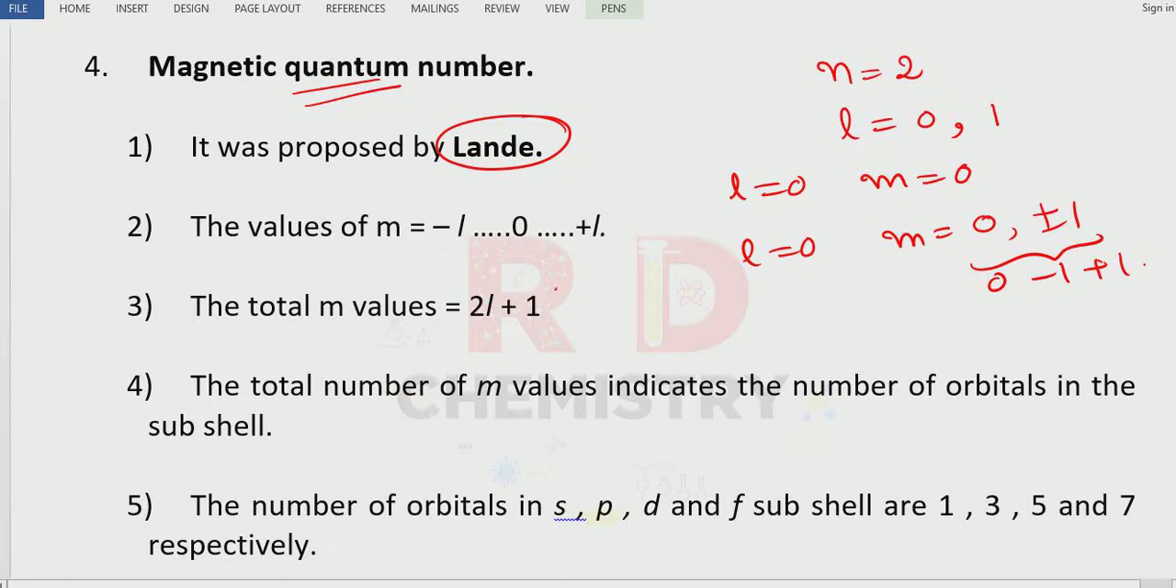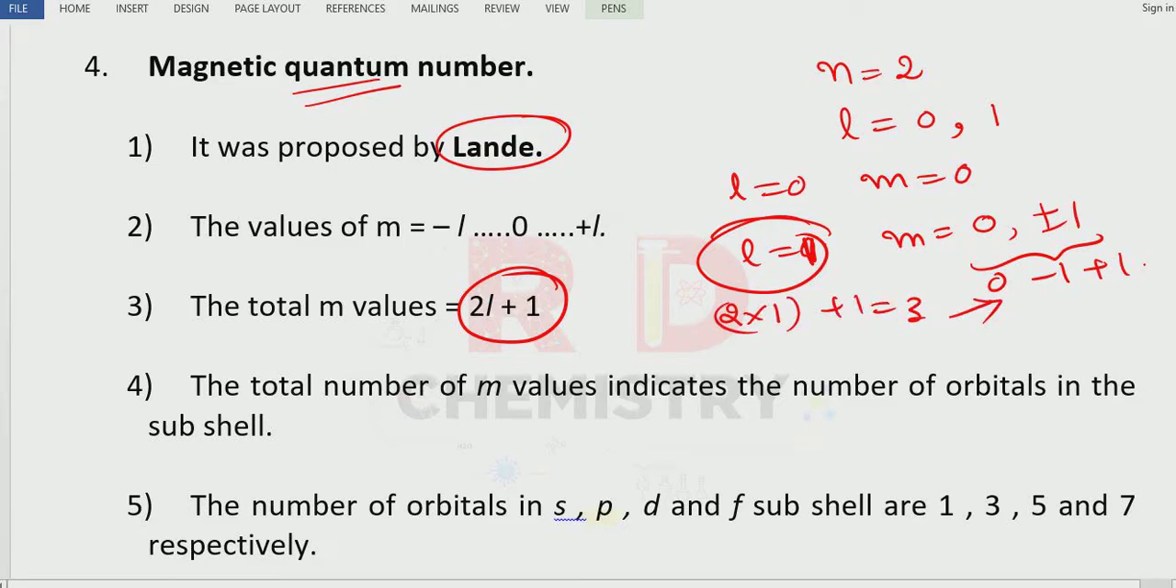So that tells about the 2L plus 1 values altogether. Correct? So you apply here. L is equal to 1 here. You apply 2 into 1 plus 1, which is equal to 3 values. There are 3 values, right? Clear? The total number of m values indicates the number of orbitals in the subshell. For example, when L is equal to 0, s subshell.